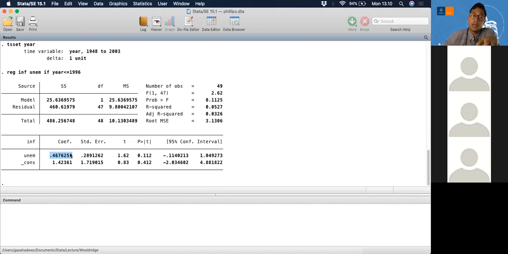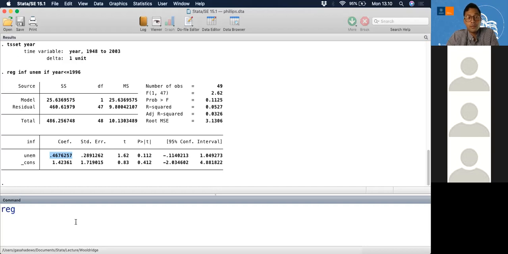However, if you think that there is an issue with the specification, and you redo the analysis and actually obtain a different result than your initial estimate, then the initial estimate was a biased result. So in this particular case, I'm going to do a regression on the difference in inflation, so basically inflation minus inflation at t minus 1, on unemployment, if year is below or equal to 1996.